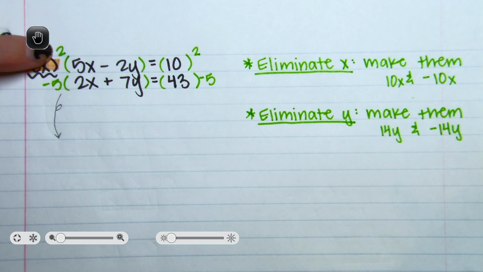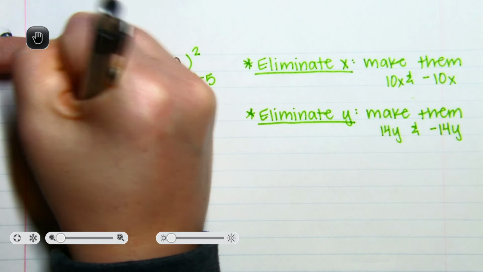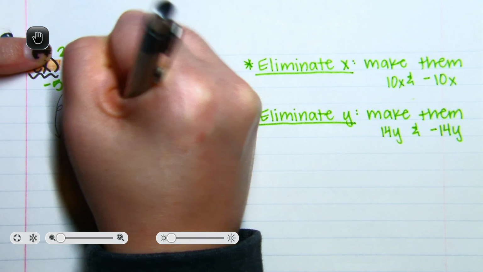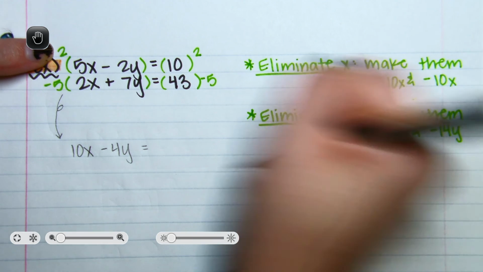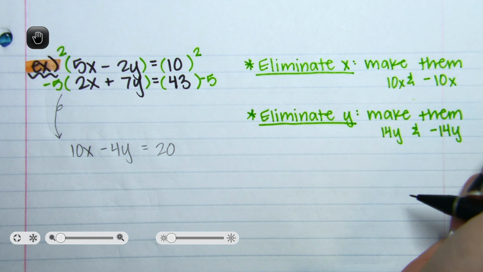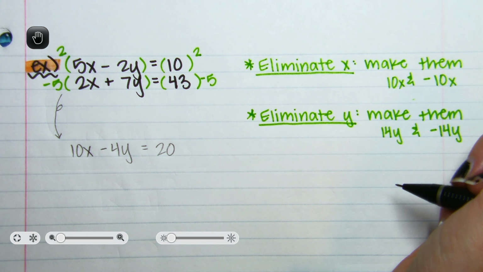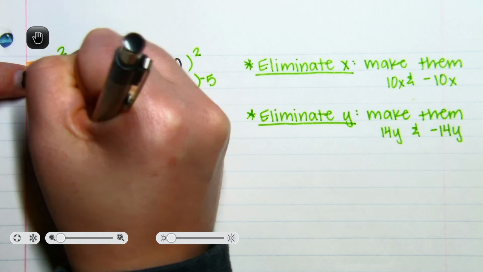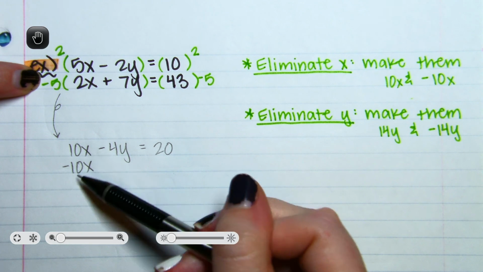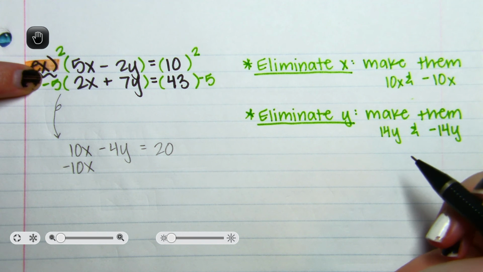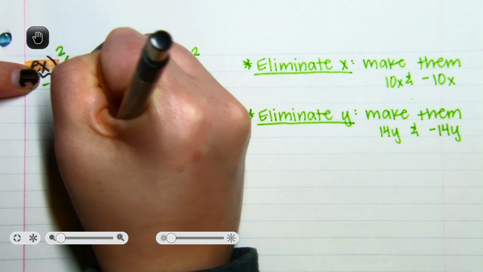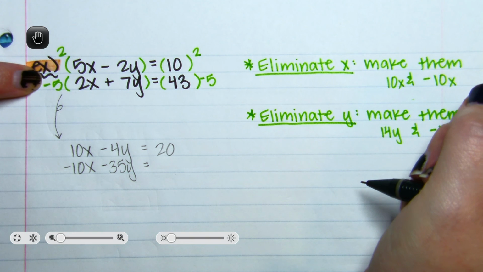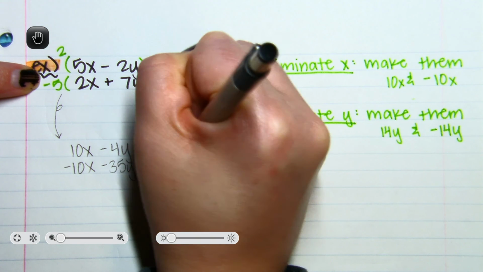So the top equation, 2 times 5x is 10x. 2 times negative 2y is negative 4y equals 2 times 10 is 20. You need to multiply everything. Bottom equation, negative 5 times 2x is negative 10x. We're in good shape. Those are opposites. Negative 5 times 7y is negative 35y. 43 times negative 5 is negative 215.